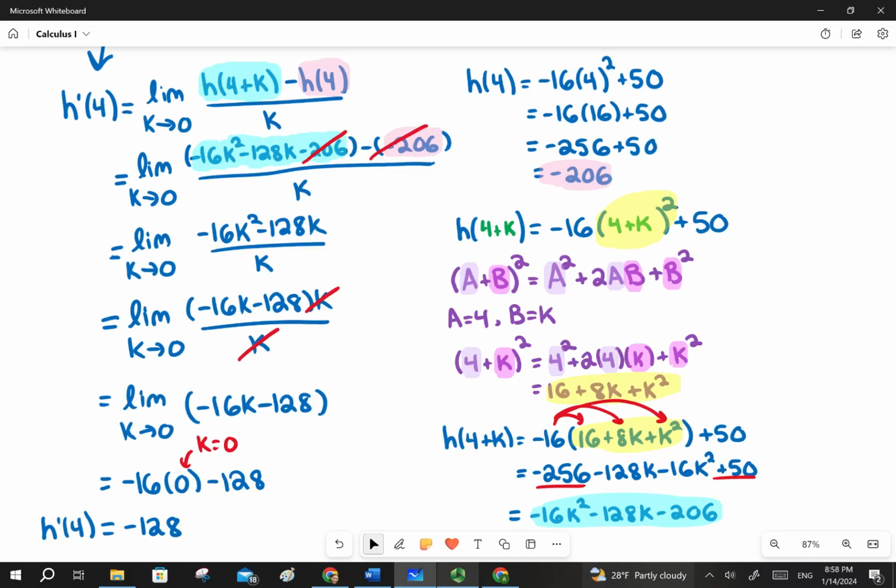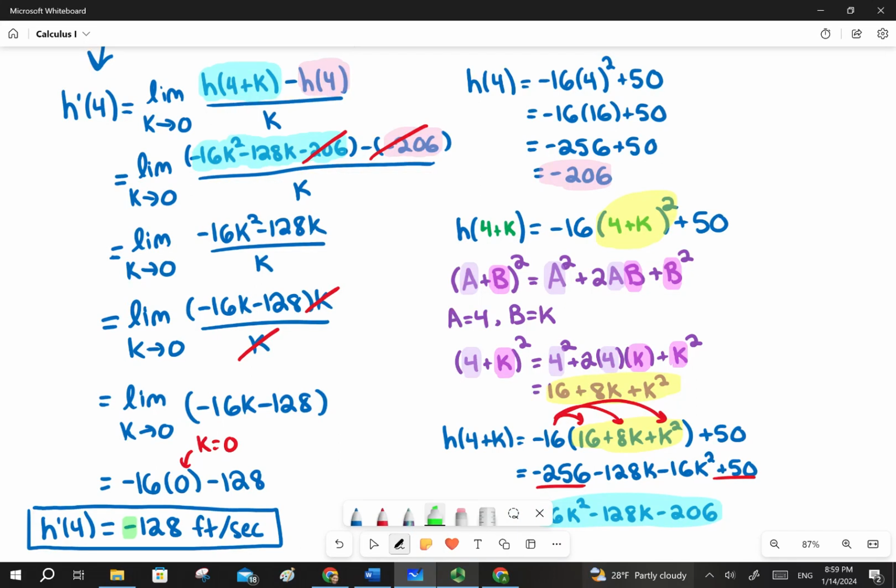Since the original function h of t gave the height of the object in feet after t seconds, the derivative h prime of 4, which is the instantaneous rate of change, has units of feet per second, which makes sense since a derivative of a position function with respect to time will always be a velocity. So our final answer is that the instantaneous velocity after 4 seconds is negative 128 feet per second. Note that the negative sign indicates that the object is moving downward, which makes sense for an object that was dropped.